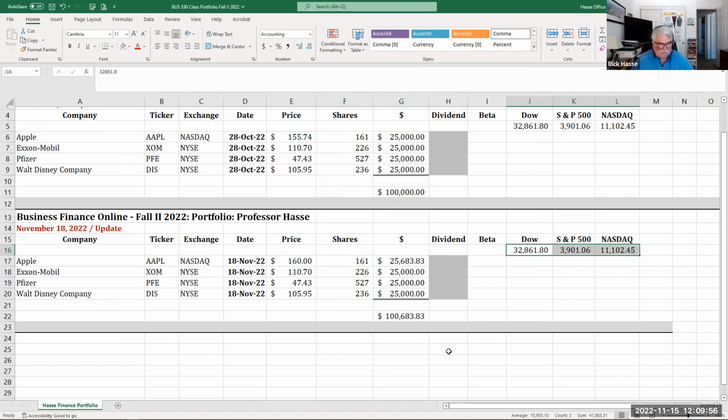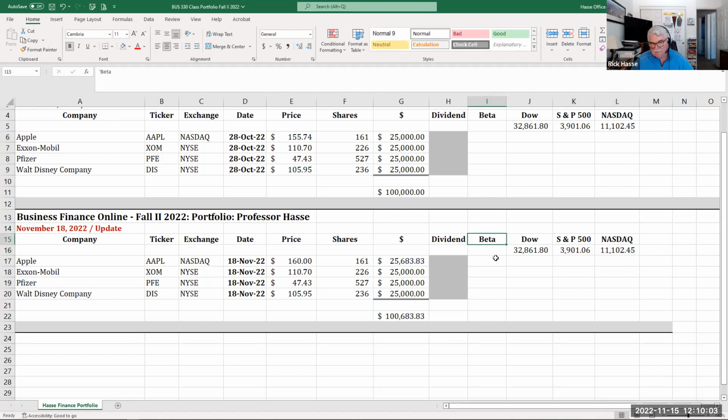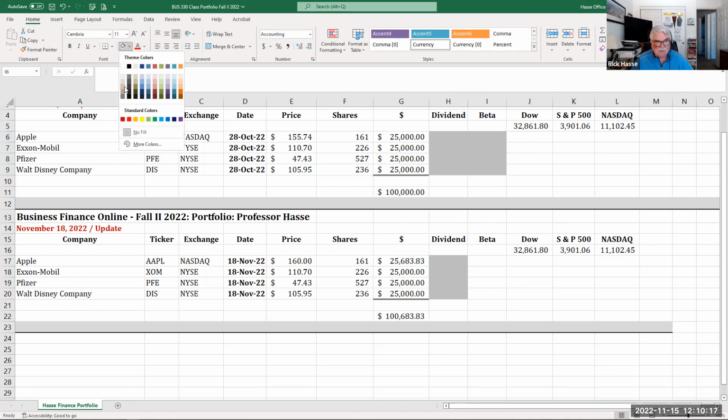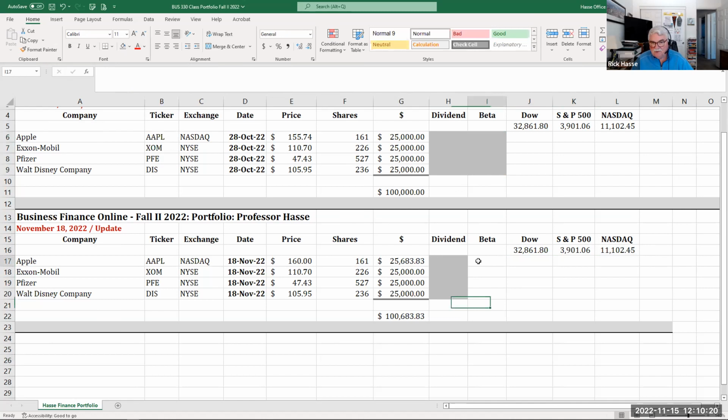And the last thing has to do with the question of the portfolio, where you now are going to include the beta for your company, the beta index. So notice I have created a column, and now I have beta here. Now, naturally, the beta is going to be as of November 18th. So I'm going to block that off because that doesn't do us any good there. So now we're going to find the beta.